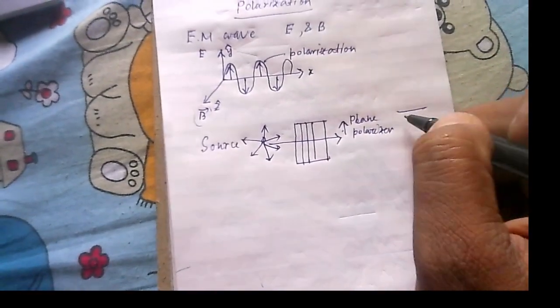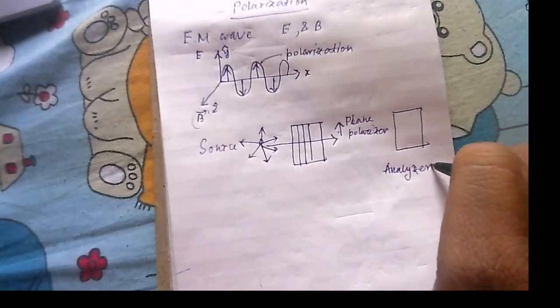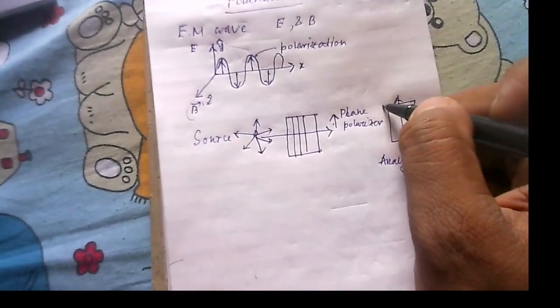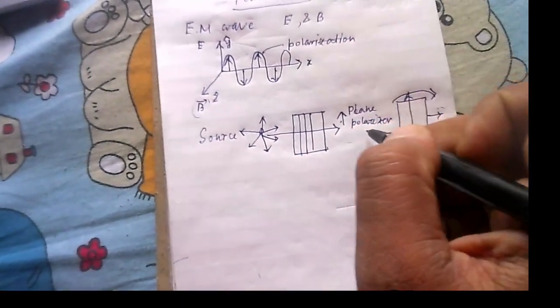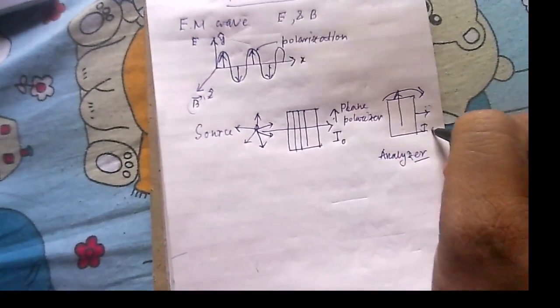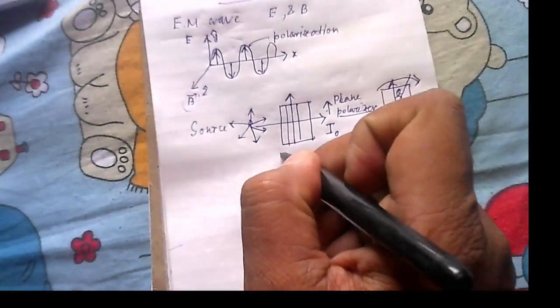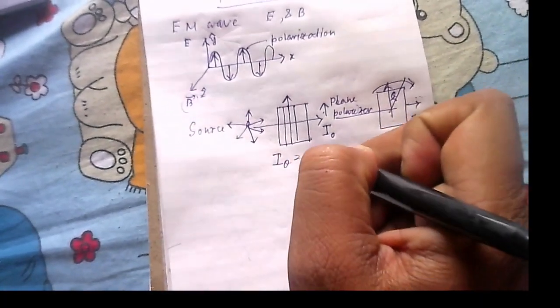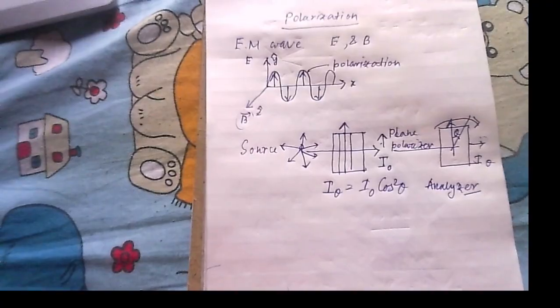Now, if you put another polarizer here, which is called an analyzer, and then rotate its polarization direction, you will find that the intensity of light here will change. That means if the initial intensity is I0 and the transmitted intensity is I theta, where theta is the angle between the polarizer and analyzer, then it will change according to Malus law. I will show you in a moment that it is really changing.